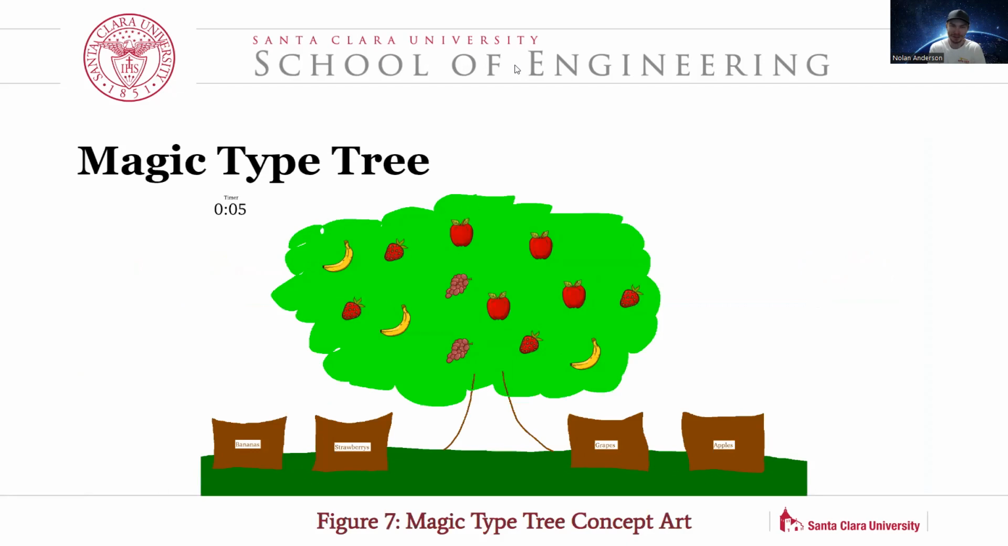All right, so I mentioned these mini games. What are they? The first one we have is called Magic Type Tree. So here's the original concept art that we drew way back when in the fall quarter. Basically, the premise behind this game is we have a bunch of different fruits growing in a magic tree, and we need to sort those fruits into different buckets based upon their type. So you've got bananas, strawberries, grapes, and apples in this example, and you were to drag those into the right spot. If you got them right, you get a score increase. If you get it wrong, you don't get a score.